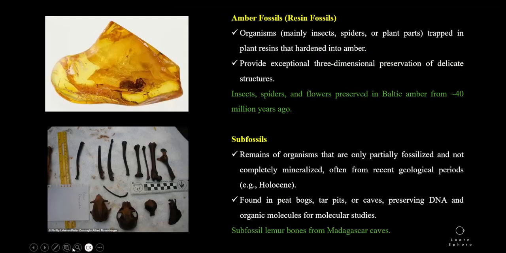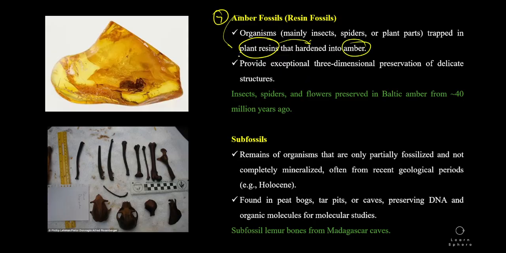Next, amber fossils, also known as resin fossils. These are organisms, mainly insects, spiders, or plant parts, trapped in plant resins that hardened into amber. These organisms were trapped in the resins secreted by plants, and when these resins became hard, they converted into amber.